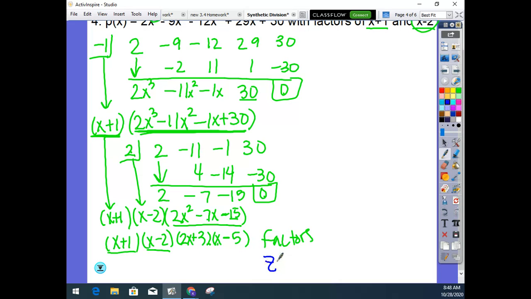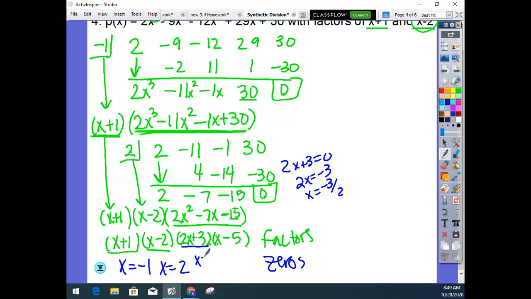So then find the zeros. X equals negative 1. X equals 2. Remember, if you don't know what makes 2x plus 3 equals 0, just write it off to the side. Set it equal to 0. Subtract 3. Divide by 2. Negative 3 halves is just negative 1.5. And x equals 5.